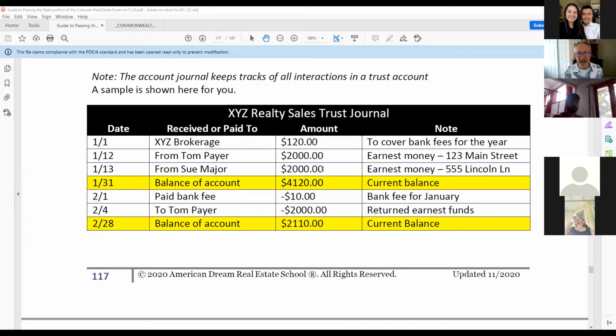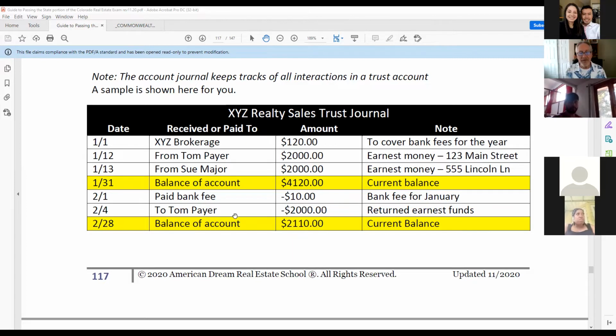That goes into the trust account. So at the end of the month, what's the balance on the trust account? $4,120. It's reconciled every month. Following month, we pay the bank fees on the 1st of February. We already had it in there, it's taken out, everything's square.